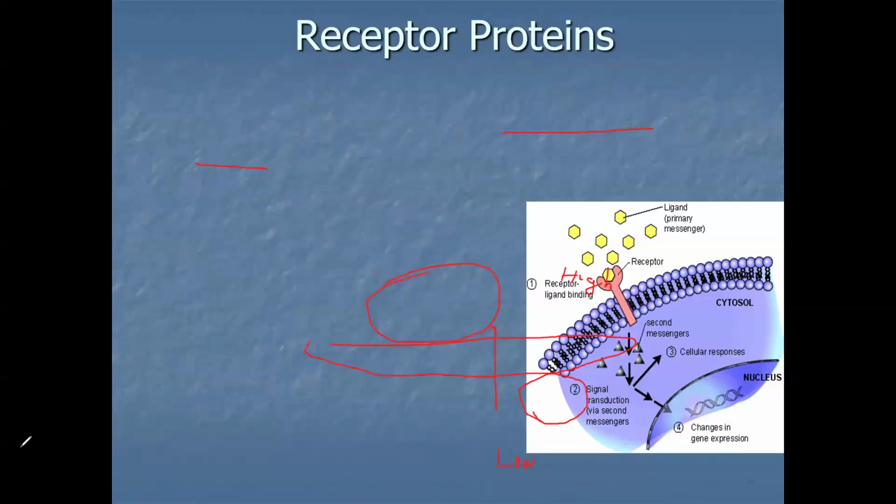So as I'm saying, look at how these keys we have: these are the ligands, and this is the primary messenger, and this is the receptor.